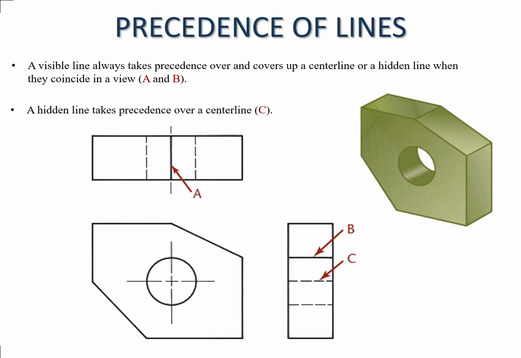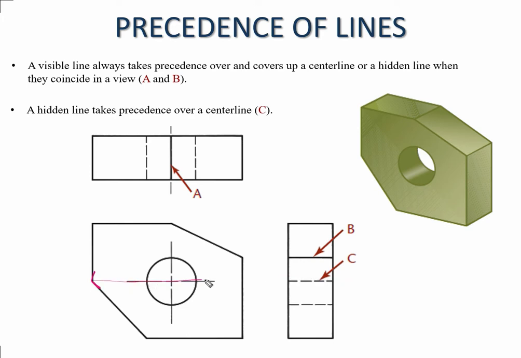Now, suppose that you have more than one line at the same position. In this case, the priority should be given to the visible lines. Examples. As you see, this is the 3D object we have. Front view, top view, and this is the right side view. In this front view, we have this corner, presented as a visible edge here. Here, we have two things. We have the axis, which should be like this. At the same time, we have this hidden edge.